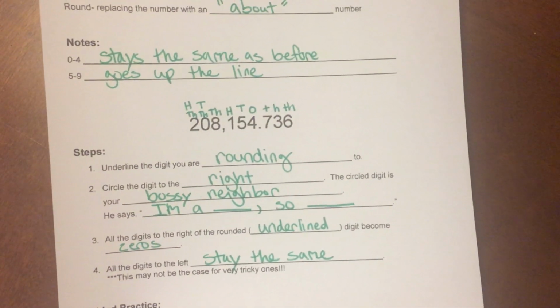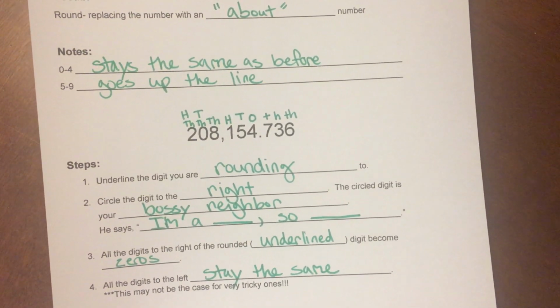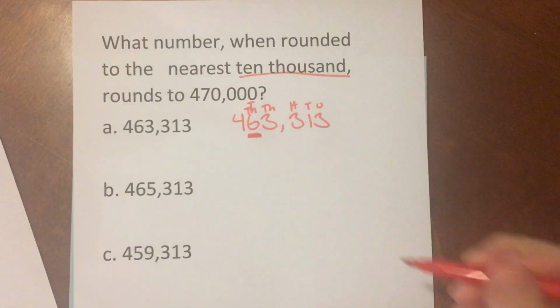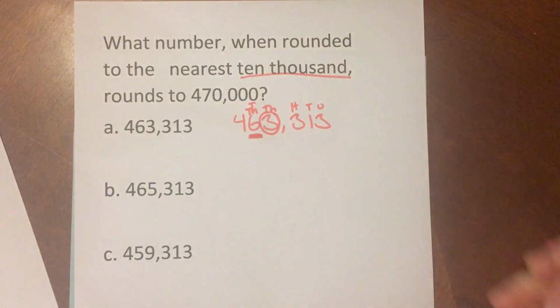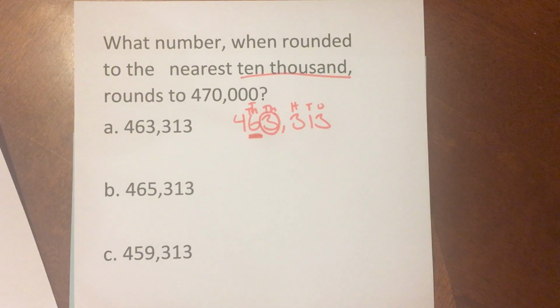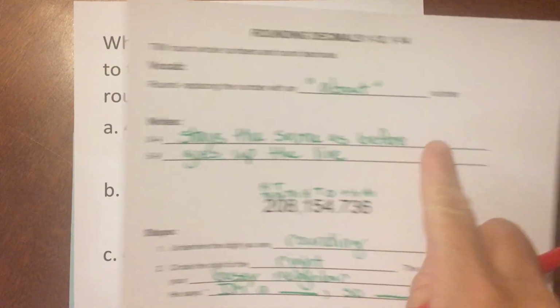Then it says I'm going to circle the digit to the right. That digit's going to be my bossy neighbor, and he's going to make the decision. So this is my right. I'm going to circle him, and he's going to say, I'm a 3, so, hopefully you caught it, stay the same as before, because 0 through 4 stays the same as before.